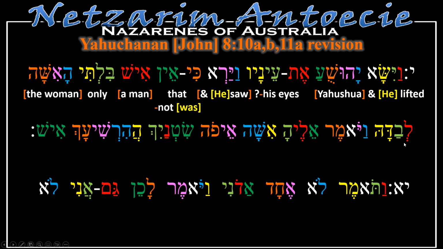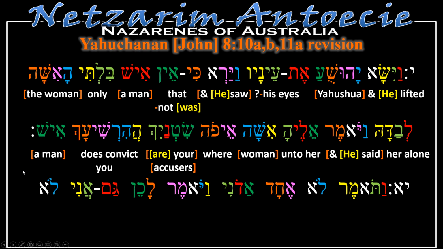Levada, her alone. Vayomer, and he said, Eleha, unto her, Isha, woman, Ephata, for where sit Nayik are your accusers? Ha here shiak, which is, does convict you. Ish, a man. Her alone, and he said unto her, Woman, where are your accusers? Does convict you a man?